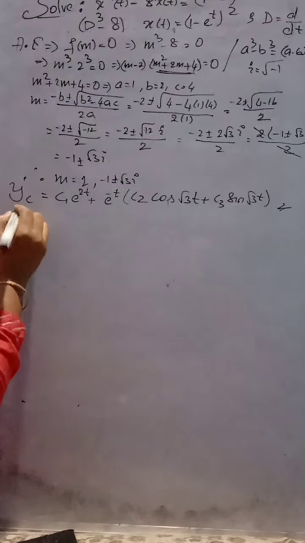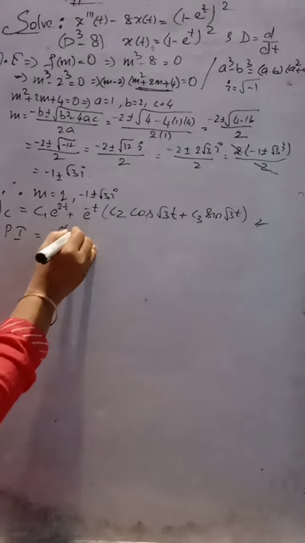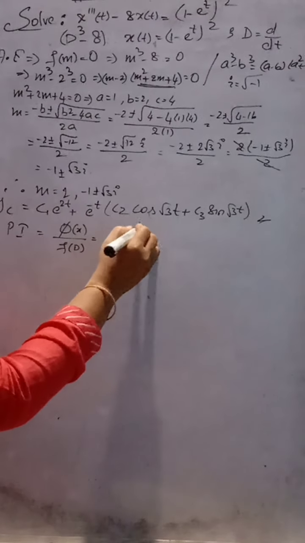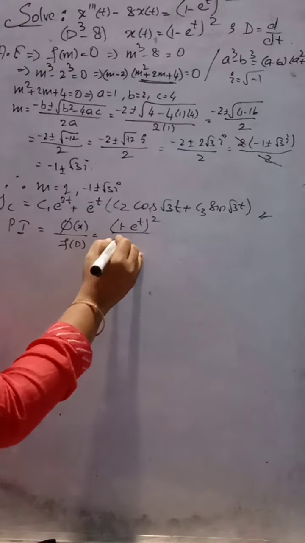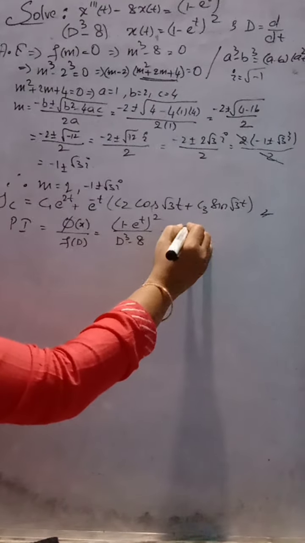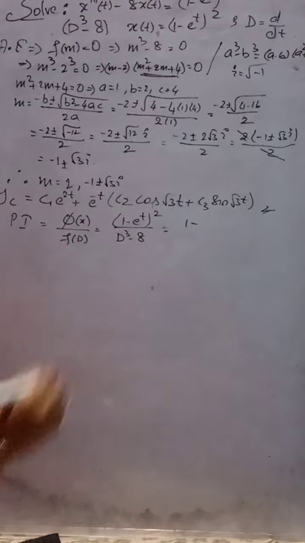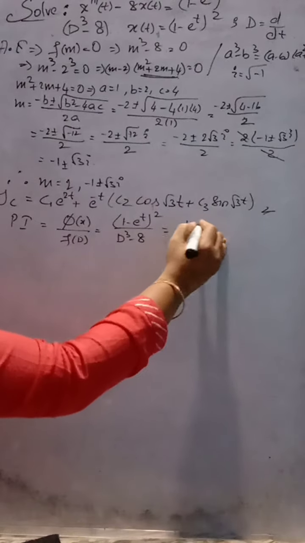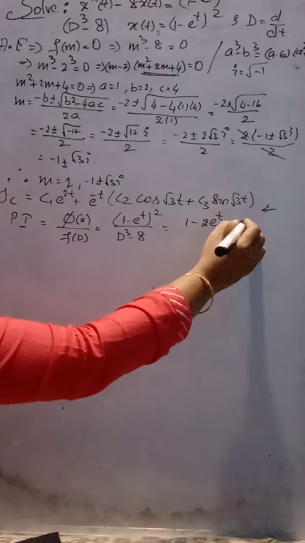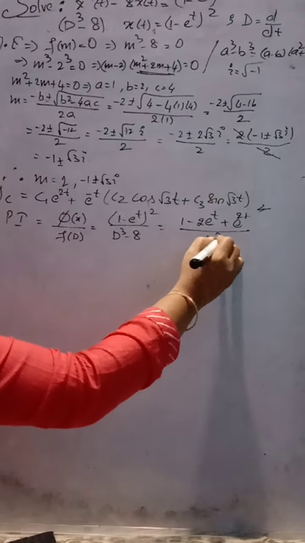Now let us consider the second part. Second part is particular integral. As I told you, phi of x divided by f of D, which is given by 1 minus e power t the whole square divided by f of D, which is D cube minus 8, that is expanded. So we get (a minus b) the whole square format, you have to apply to expand. So that is a square, 1 minus 2ab plus b square. E power t the whole square will become e power 2t, whole divided by D cube minus 8.